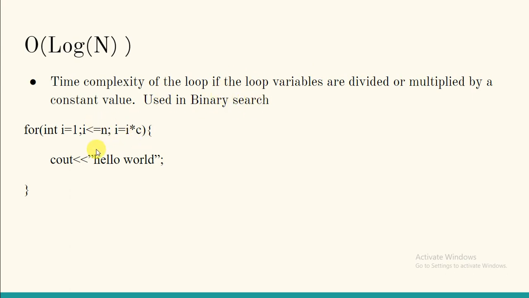In this loop, as you can see, we are looping from 1 to n, but for each iteration, i is increased by a factor of c. So the first value of i is 1, and i is less than n, so the condition is true. For the next iteration, i will be multiplied by c, so the next value will be i times c, and the next value will be i times c times c. So it will be i c squared, then i c cubed. The value increases like this.